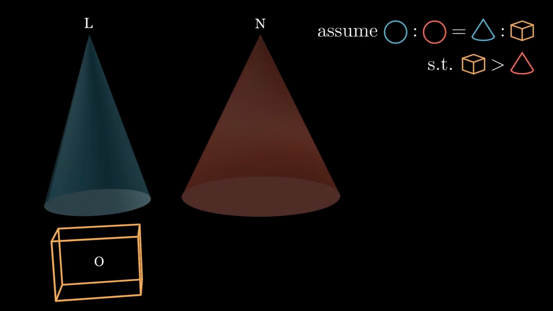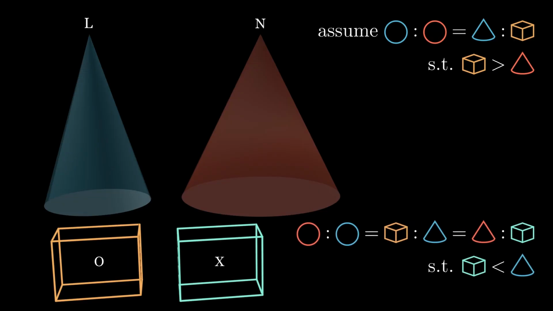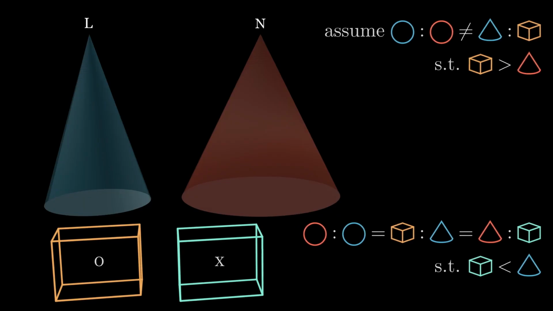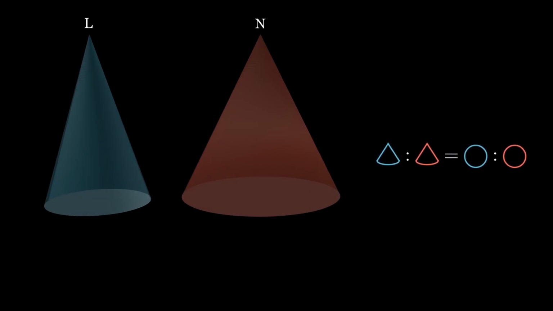Let's now assume that cone L to solid O is proportional to base L to base n, where solid O is greater than cone n. Then base n to base L is proportional to solid O to cone L, which is proportional to cone n to solid X, where solid X is less than cone L, for the same reasons as we've seen before. Then base n to base L is proportional to cone n to solid X, where solid X is less than cone L, which we just showed was impossible, so there's our contradiction, and base n to base L is proportional to cone n to cone L.